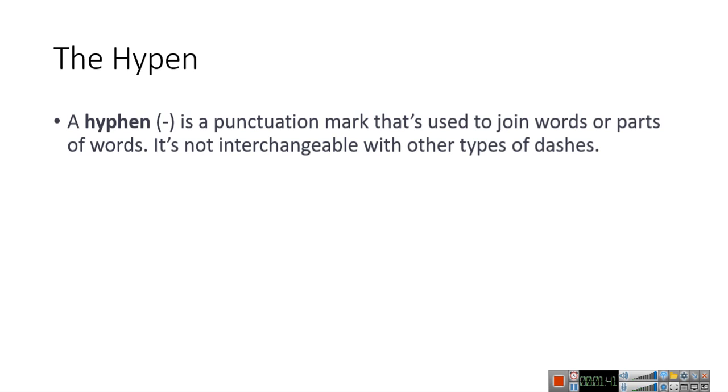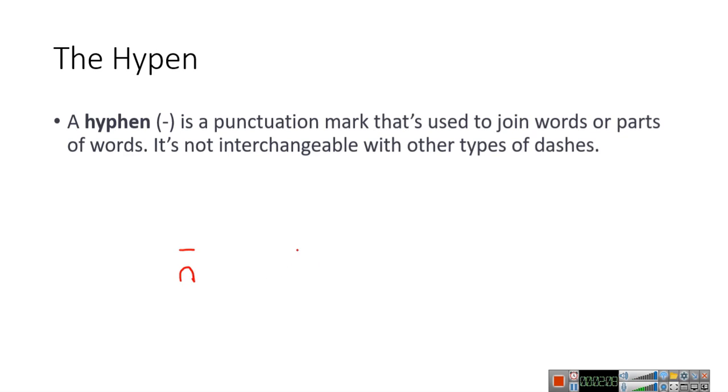The hyphen. The hyphen is a punctuation mark that's used to join words or parts of words. It's not interchangeable with other types of dashes. So quick note, the hyphen and the dash. The hyphen is often very short. This is called the N hyphen. It's called the N hyphen because it's about the size of an N.